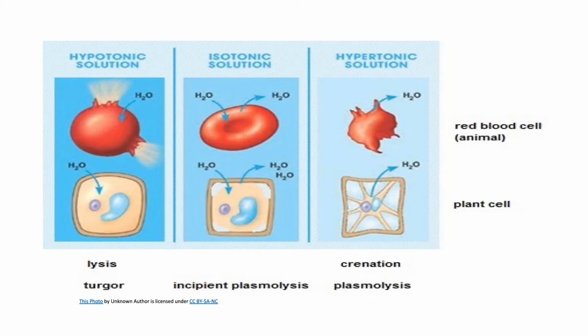Have you thought about why red blood cells don't pop in the bloodstream? Because plasma is isotonic. The inside of the red blood cell and the plasma of the blood have the same tonicity. Iso means same. Although an equal amount of water will diffuse in and out of the cell, there will be no net movement of water into or out of the cell.